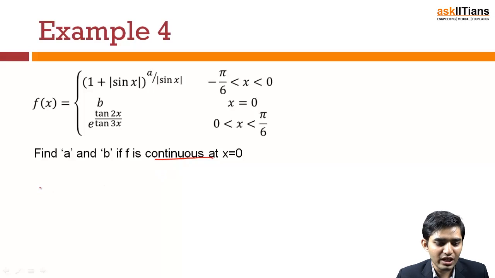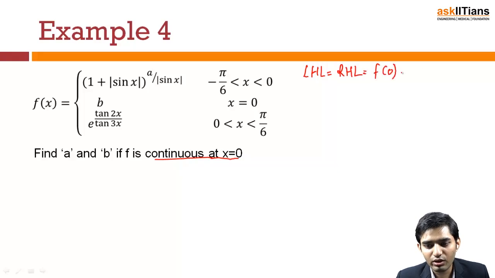Now what we have to do here is find the values of a and b if f(x) is continuous. So this is a reverse process. It is already given in the question that f(x) is continuous, and now we have to find the values of a and b. First of all, tell me what should be the condition if f(x) is continuous at x equal to 0? LHL should be equal to RHL, should be equal to f(0), and this should be finite.